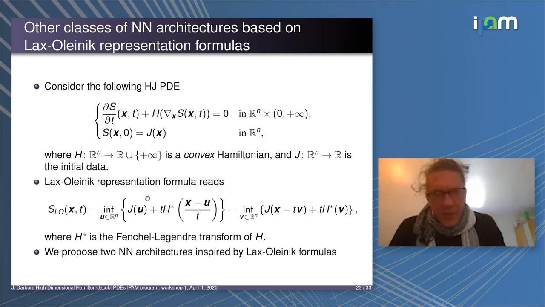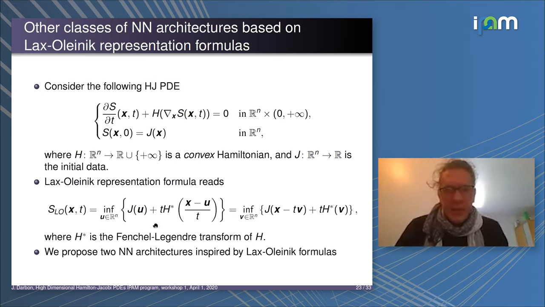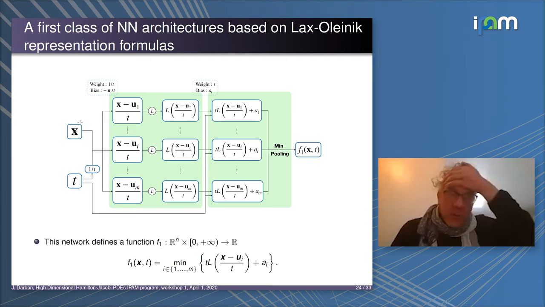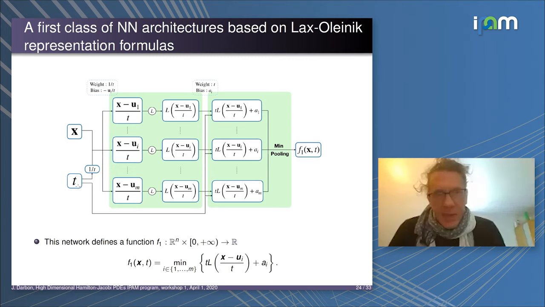So here we're going to briefly introduce two neural network architectures that will actually implement the Lax-Oleinik formula, and the parameters will give you again the Hamiltonian or the initial data. So let me start with one architecture. So this time, as before, the input of the neural network is again x and t, where you want to evaluate the solution. Then I introduce some parameters, u_i, and you compute the empirical velocity, x minus u_i, where you started, over t. So those guys are some empirical velocities.